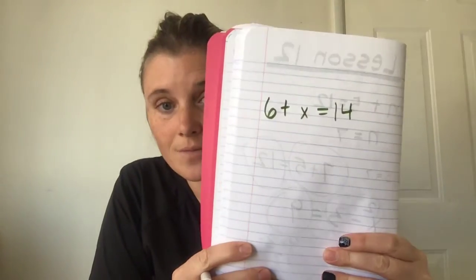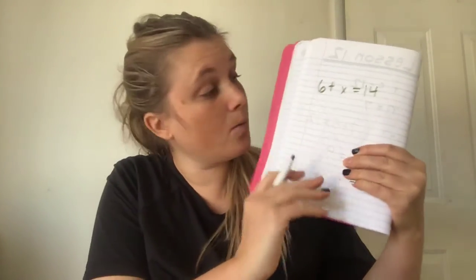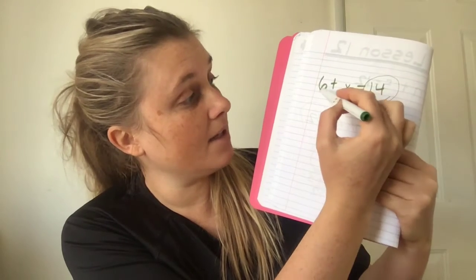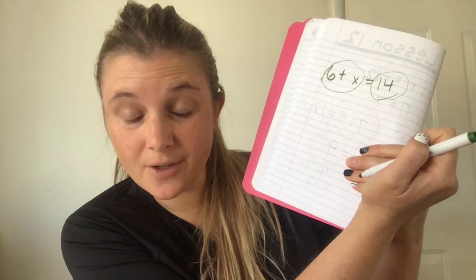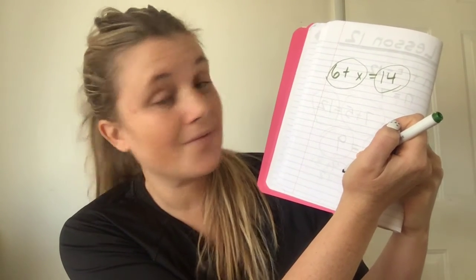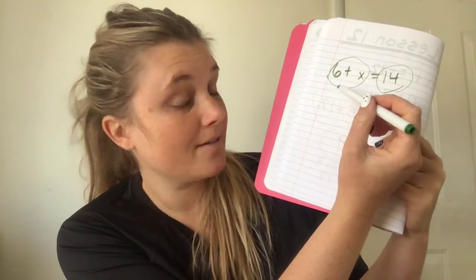Let's try 6 plus x equals 14. We have to make it equal, right? Here's our equal sign. We need this side to equal this side. Can you try this by yourself? See if you can find an answer. Pause me and try it by yourself. Okay, did you get an answer?